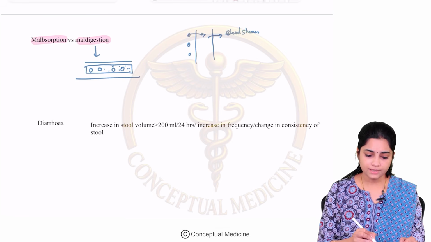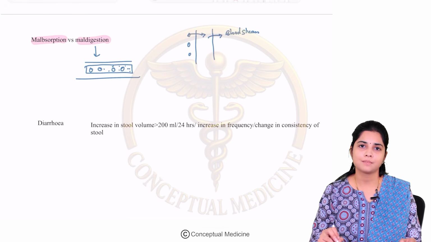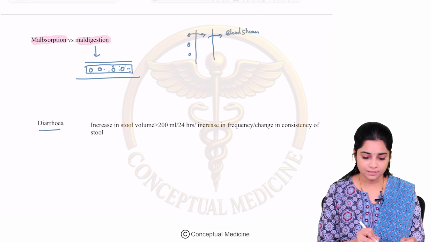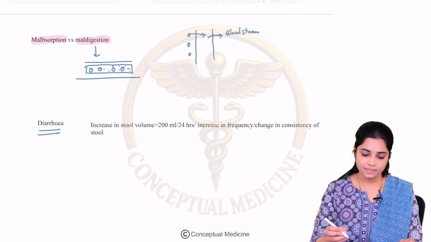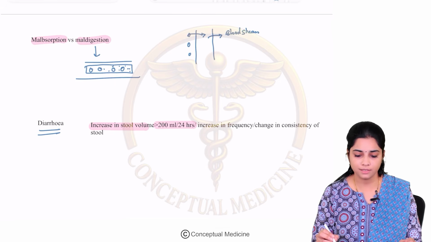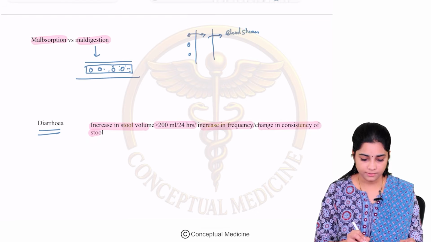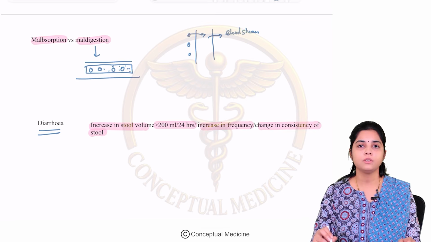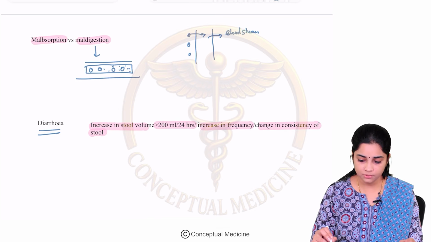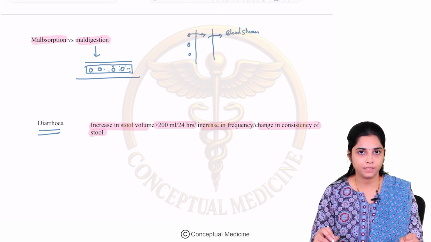So what is the most common symptom of any malabsorption? The most common symptom will be diarrhea, right? So we need to know what exactly is diarrhea. Diarrhea is defined as an increase in the stool volume to more than 200 ml in 24 hours, or increase in frequency of stool, or change in the consistency of the stool. So this is how we define diarrhea.